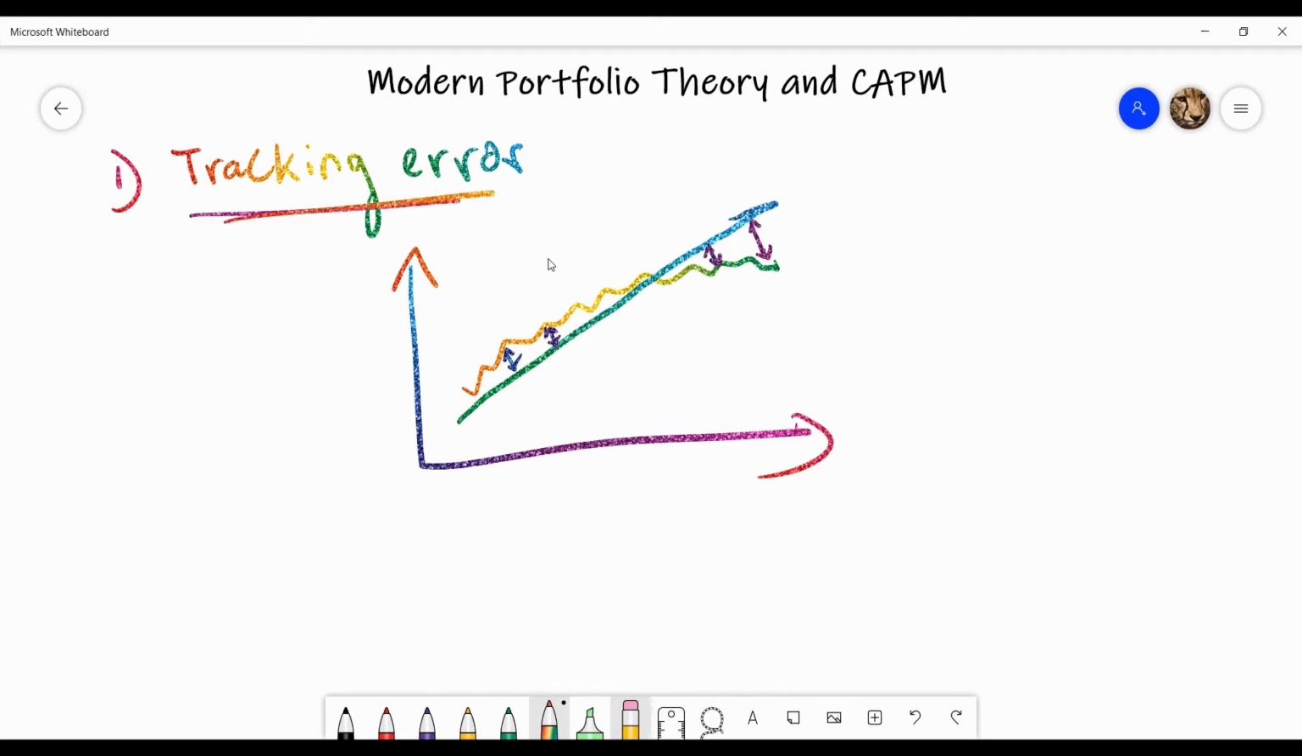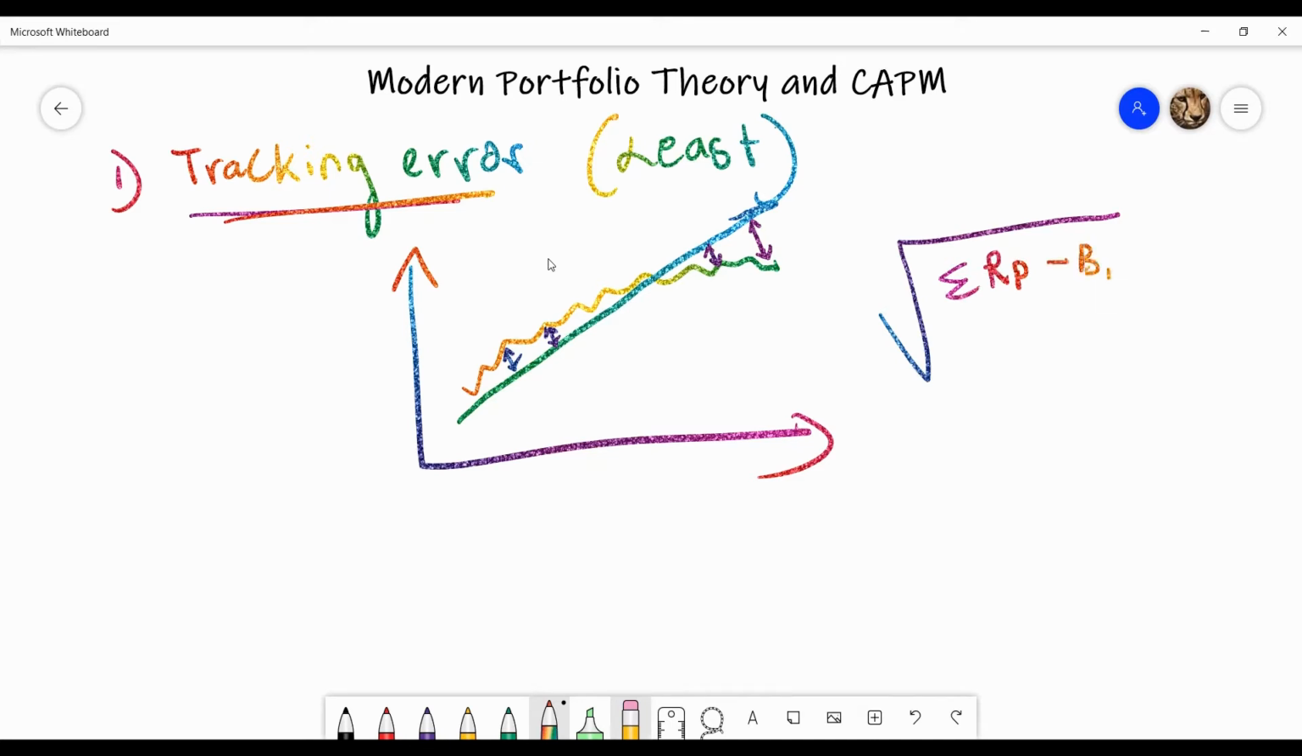So a good security, or any good security, is one having the lowest or the least tracking error. So always choose a security with the least tracking error. The formula for tracking error is the summation of your difference between your return on the portfolio minus return of your benchmark, whole square, divided by n minus 1, right? This is the formula for tracking error.